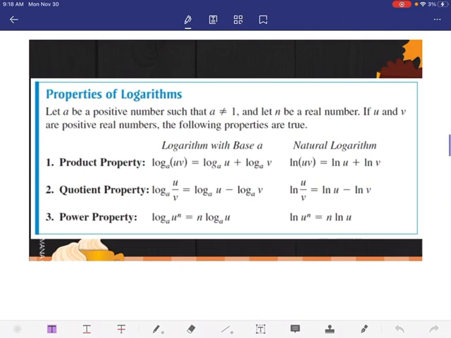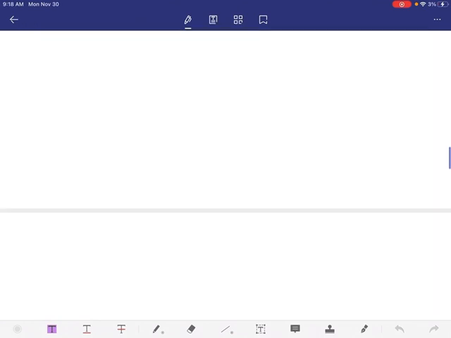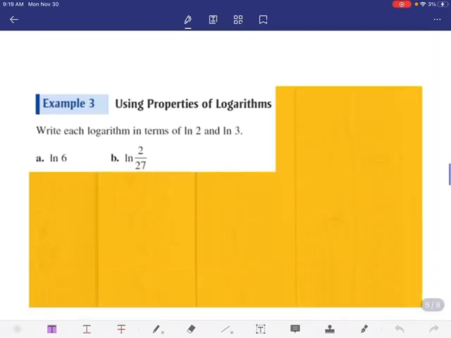And in your book, there are some proofs on how we get these properties, so you can look at those if you want. I'm not going to make you write out the proofs or anything like that, but if you just wanted to know where these proofs come from, you could look in your book to see those proofs. So let's go ahead and start looking at some examples.